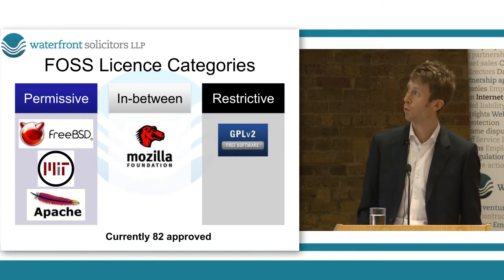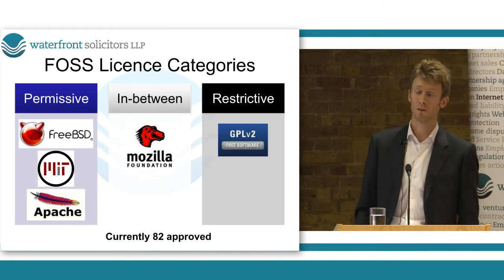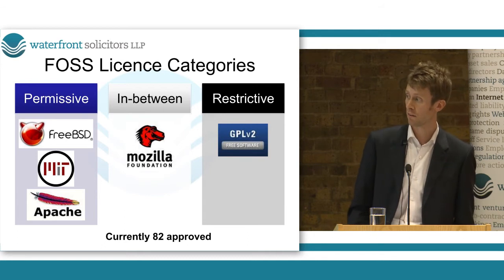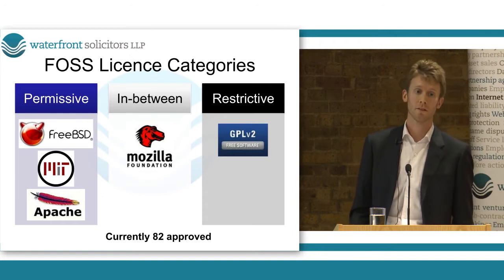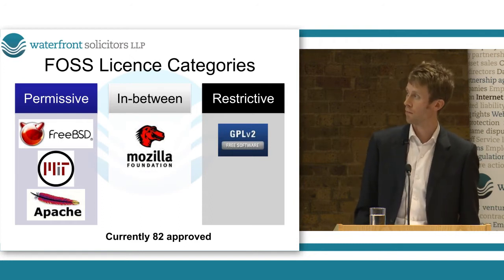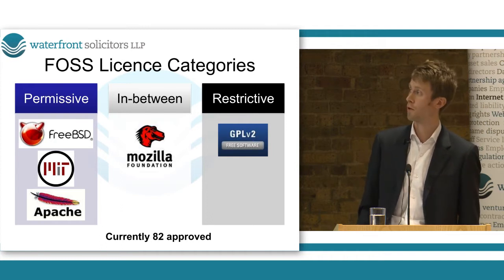You can generally put all the open source software licenses on a scale ranging from the more permissive, so the ones that have the least amount of restrictions, and they include the BSD, MIT, and Apache licenses. You then have the more restrictive, which is led by the General Public License, and then in the middle you've got the Mozilla Public License, which is kind of in between. But for the purpose of this talk today, I'm going to focus on both extremes.